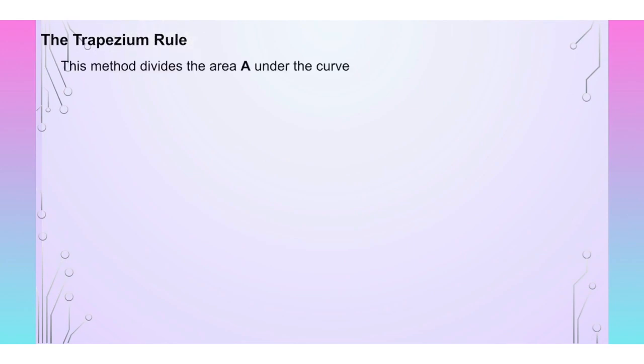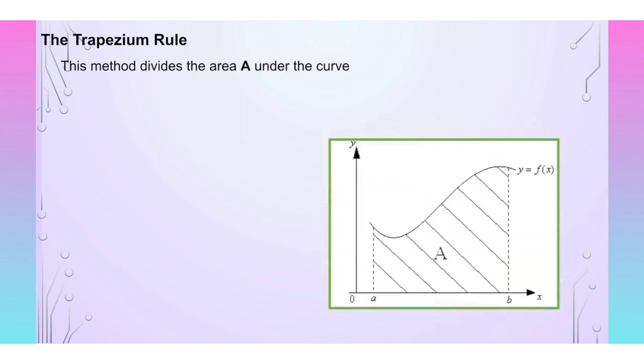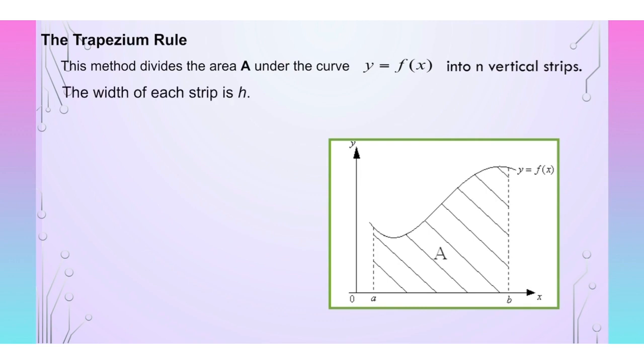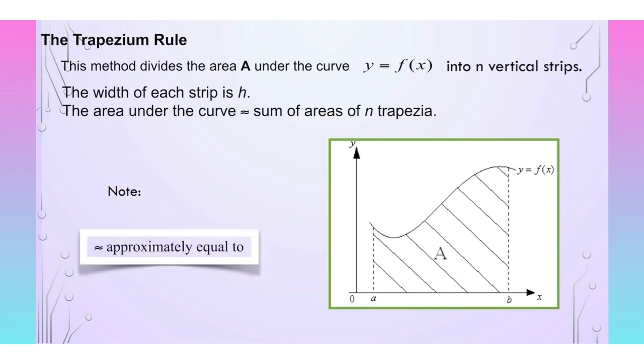The trapezium rule. This method divides the area A under the curve, okay, this curve is y equals f(x), into n vertical strips. The width of each strip is h. So the area under the curve is approximately equal to the sum of all areas of n trapezia. Note, this symbol means approximately equal to.